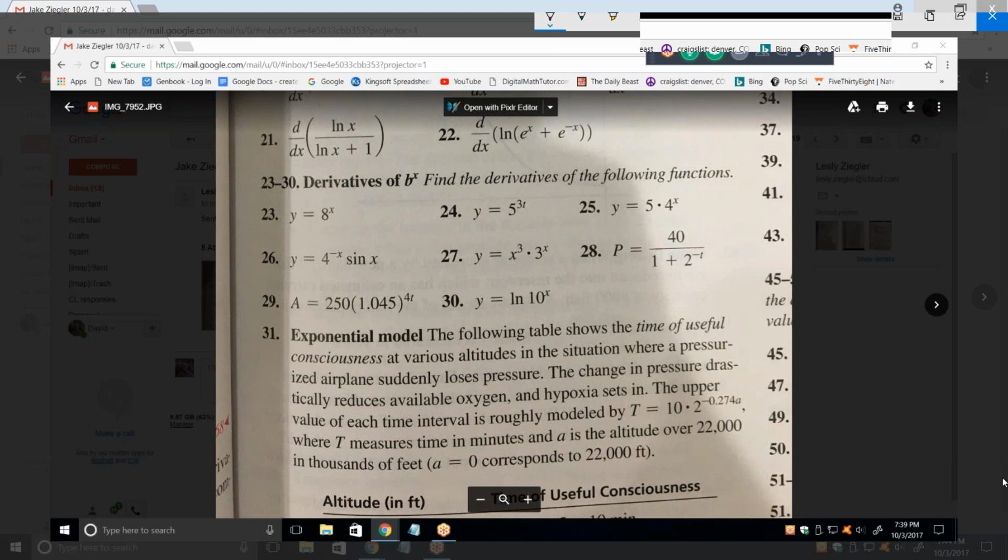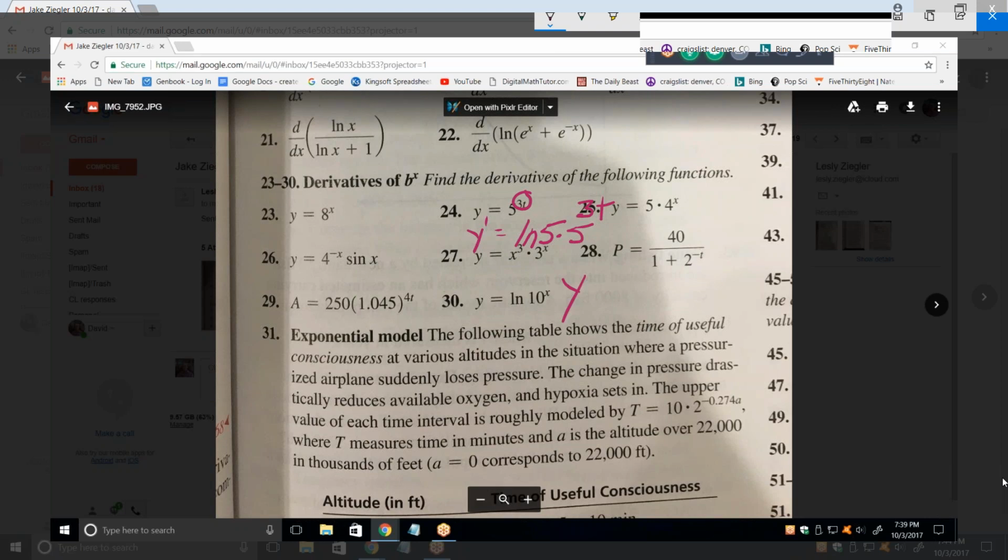Now, how about 24? What's y prime going to be? It's just going to be natural log 5 times 5 to the 3t. Or the other way, sorry. Okay, but you've left out something. The chain rule part of it. How is the chain rule involved in this? Because that's an inside right there. Oh, it is? Uh-huh.